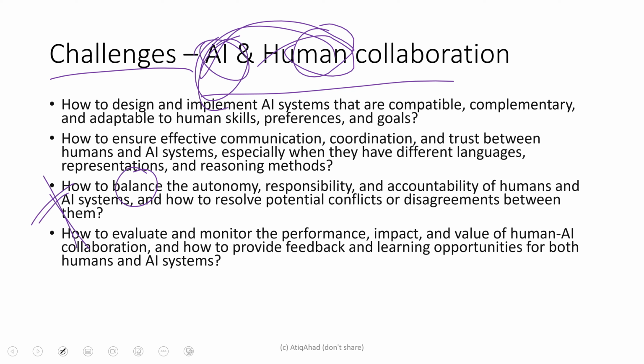All right, so how to evaluate and monitor the performance, impact, and value of human-AI collaborations? These kinds of things are extremely important. Here come the philosophers, the policymakers, psychologists, and other social scientists, to think about and learn about AI, and find relationships, not only human-human relationships, because in many cases, AI and human collaboration are a must.